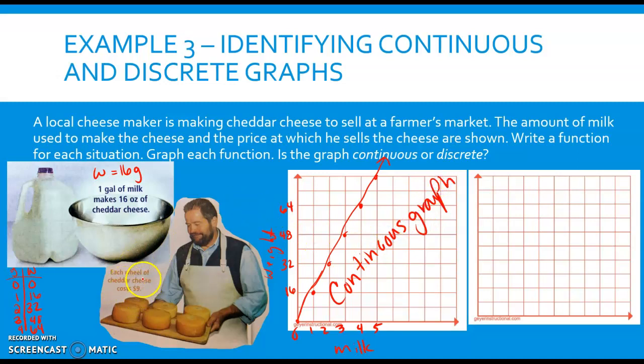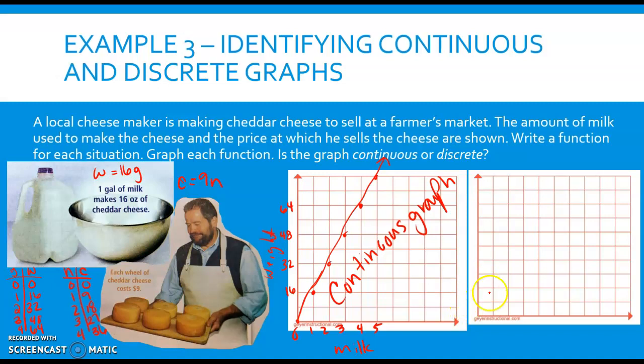All right, so now a wheel of cheese is going to cost $9. That's how much he's selling it for. So the cost equals 9 times the number of cheese wheels we sell. And so the number of wheels is going to be our x value, 0, 1, 2, 3, and 4. And then our cost is going to be whatever our number is times 9. So 0 times 9 is 0, 9 times 1 is 9, 2 times 9 is 18, 3 times 9 is 27, and 4 times 9 is 36.